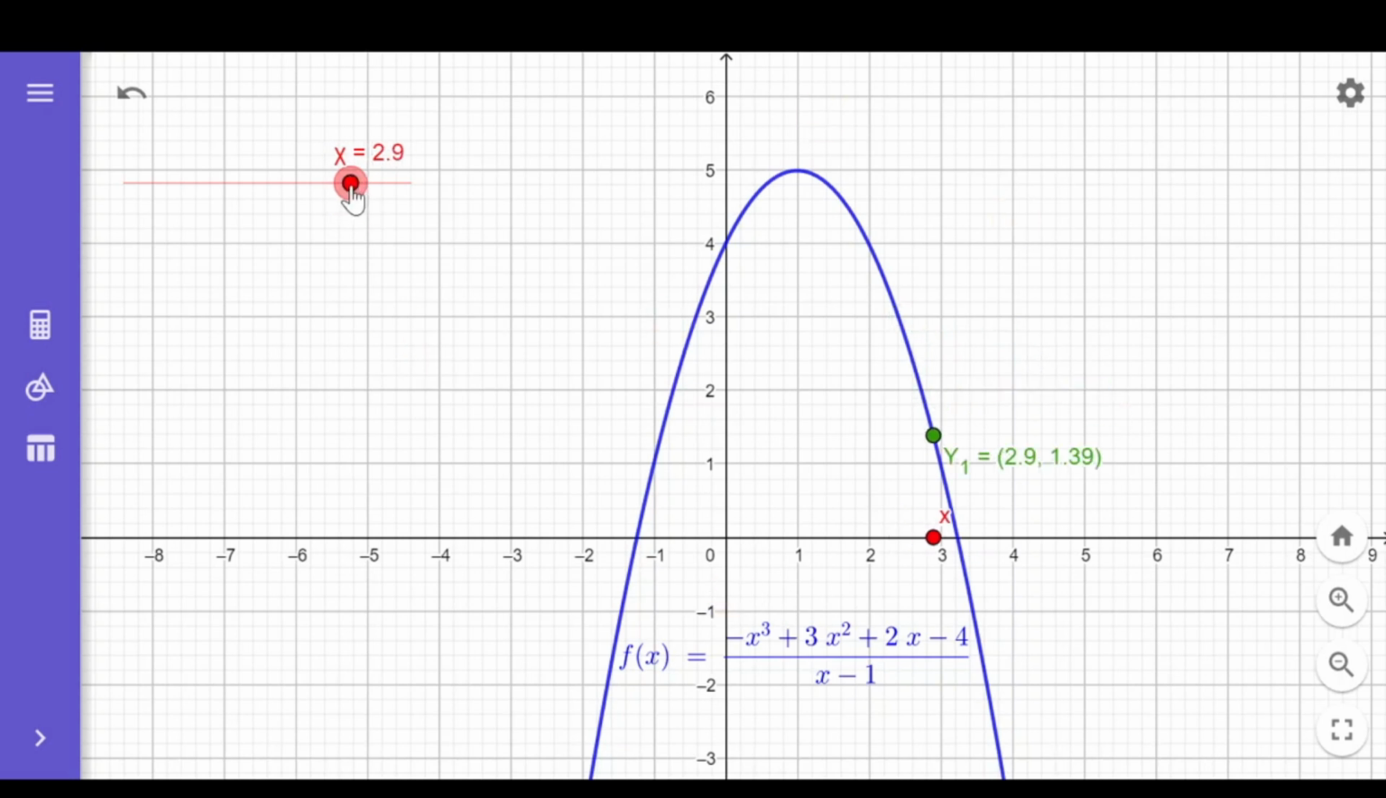Pagpalitan natin ang x value, gawin natin 2.9. Siyempre, mag-iiba din yung value ng function. 1.39.